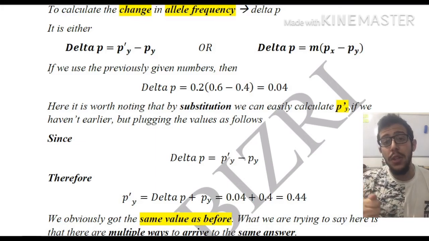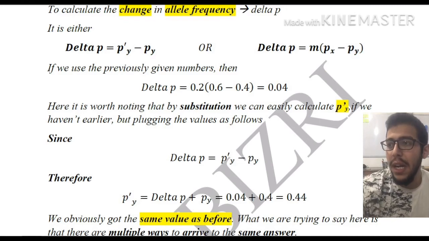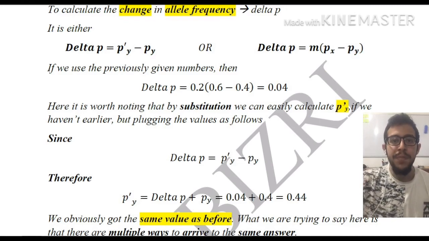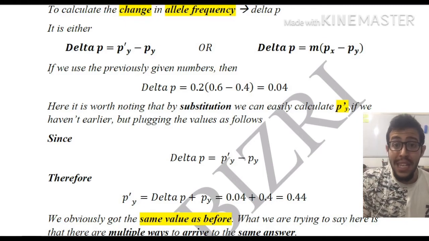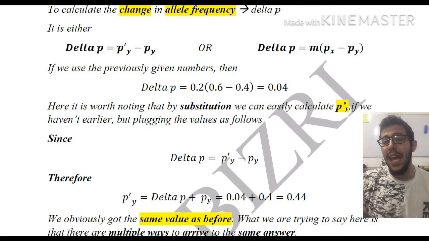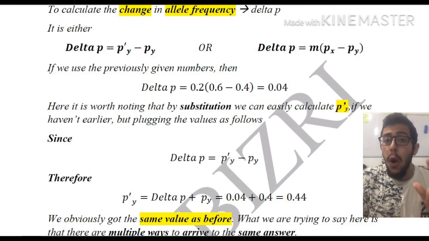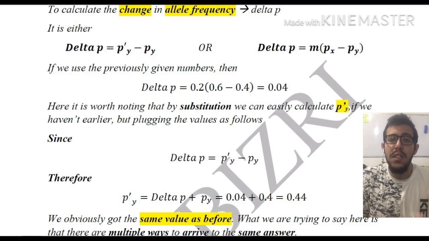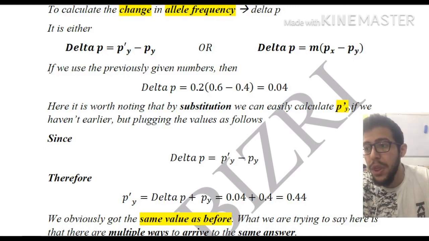So what we can do is calculate the change in the allele frequency using the formula delta P is equal to M multiplied by Px minus Py, since we have all the values here. Then we can get the new frequency of the allele. Or we can do the other way that we mentioned previously, which is get the new frequency P prime Y and then get the delta P. Both work and both are easy.